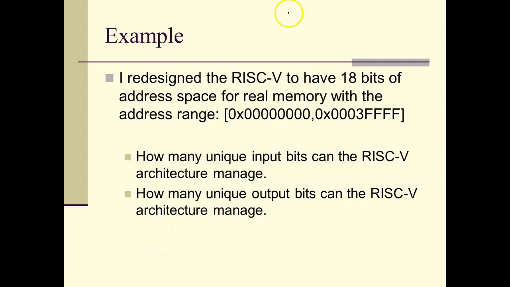So the Otter, as it is, has a memory range of physical addresses from 0x00000000 through 0x0000FFFF. That's the physical memory space for our RISC-V. So what we're saying here is we're increasing this memory space from this to this. Essentially, instead of 16 bits of memory space, we have 18 bits of memory space. And so what we want to do here is figure out how many input bits and output bits the microcontroller can handle. So it's very similar to the last problem. I'm going to go forward on this one.